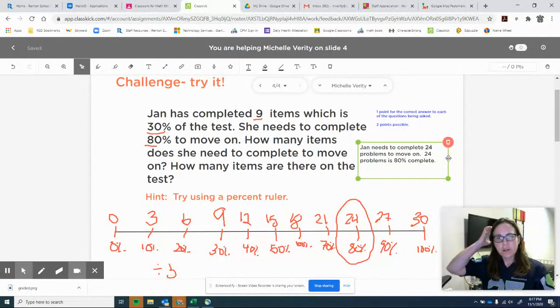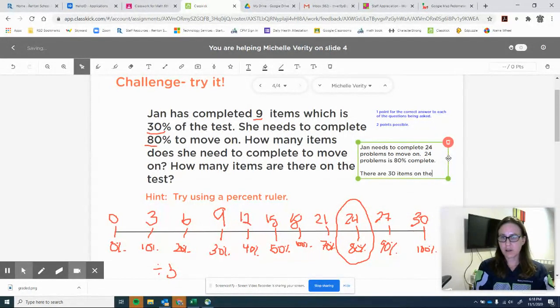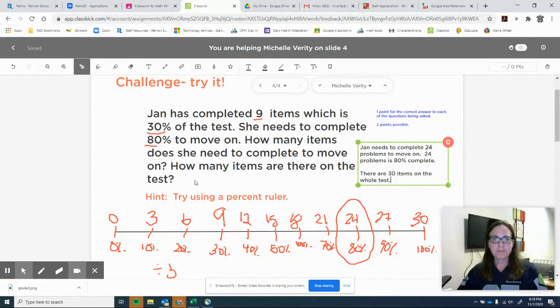Okay. And then the next part is how many items were on the test? Well, if 100% is the whole test, we now know that there were 30 items. There are 30 items on the whole test. All right, so there you go. That is how you solve it. Each one of those questions was worth 1 point each.